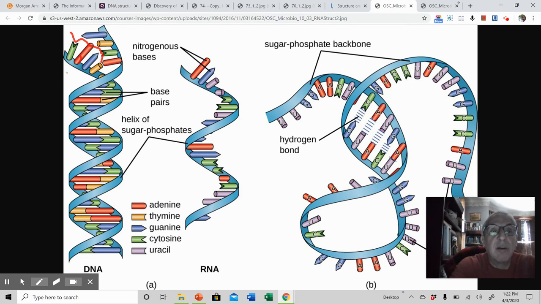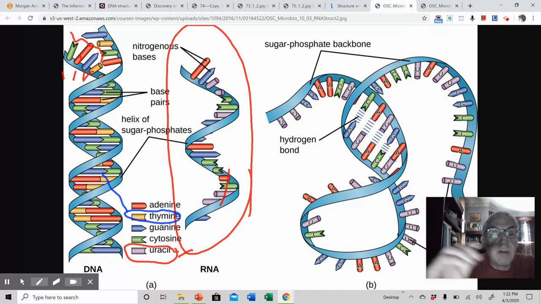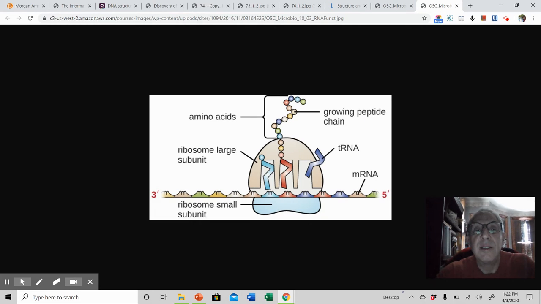Here, these are DNA bases, and they are copied to form messenger RNA, which has uracil instead of thymine, while you have thymine in the DNA, right? Okay, make sense? Good.